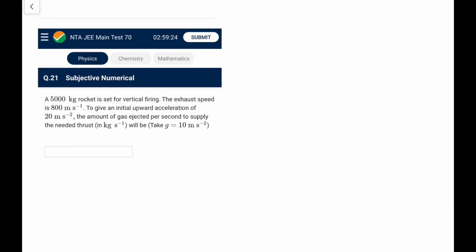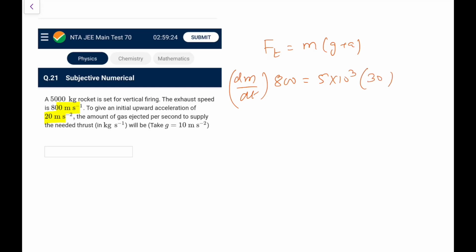Now the numerical ones, a 5,000 kg rocket set for vertical firing, exhaust speed is this, to give an initial upward acceleration, the amount of gas ejected per second is. So what we can say that thrust force should be equal to m times g plus a. Thrust force would be, let's say, dm by dt, amount of gas ejected per second into relative speed, which is 800. Mass is 5 into 10 to the power 3. G plus a would be 30. So now what we have, dm by dt comes out as 5 3s are 15 into 10 to the power 4 upon 800. So that is 1500 by 8.